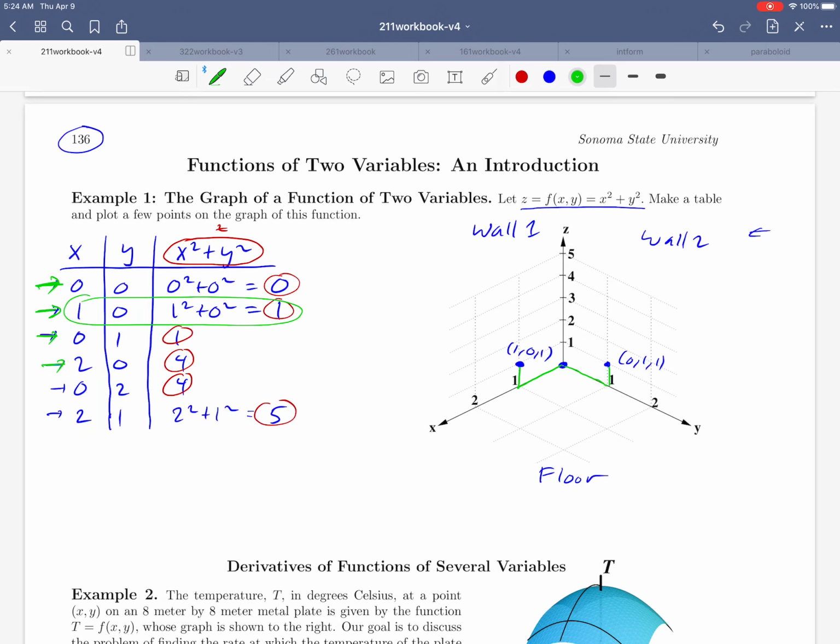So the next point is 2, 0, 4. We're going to move 2 along the x-axis, 0 along the y-axis, and then 4 on the z is going to take us straight up 4. And we're going to end up here.